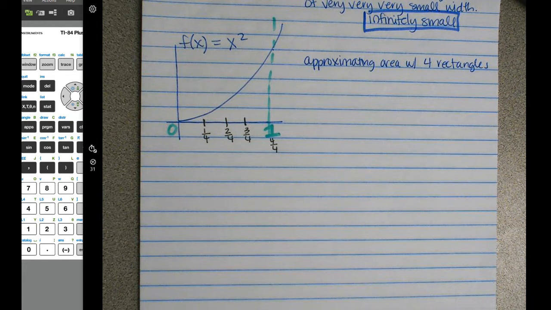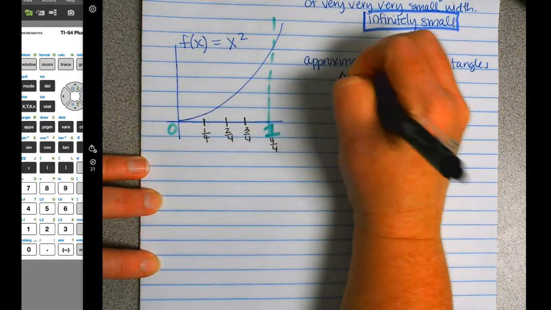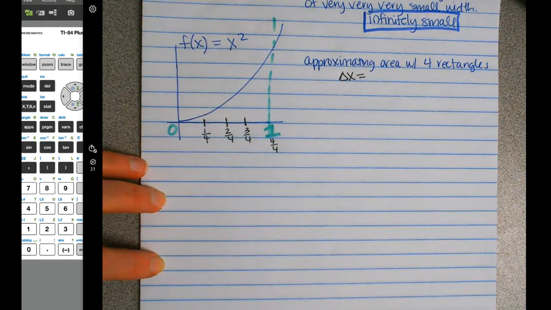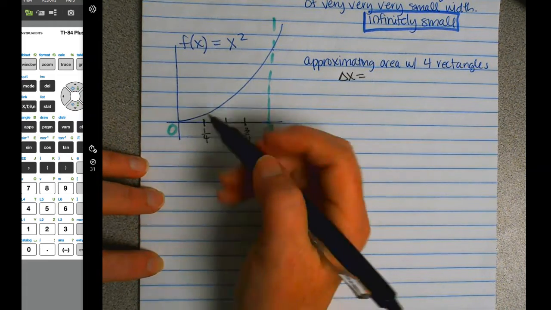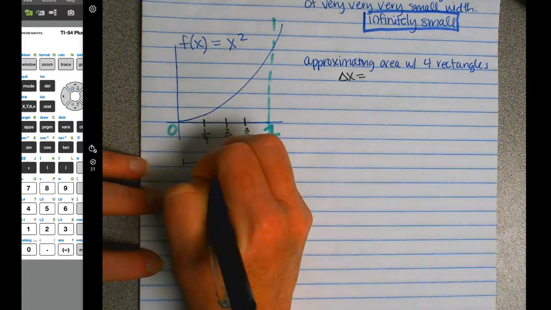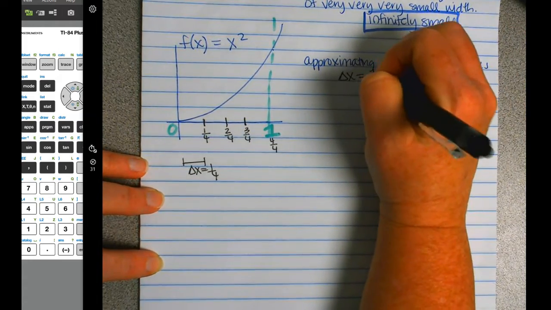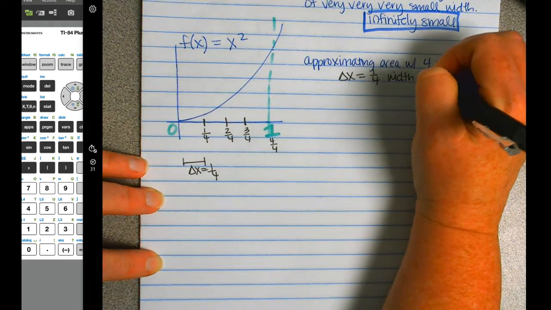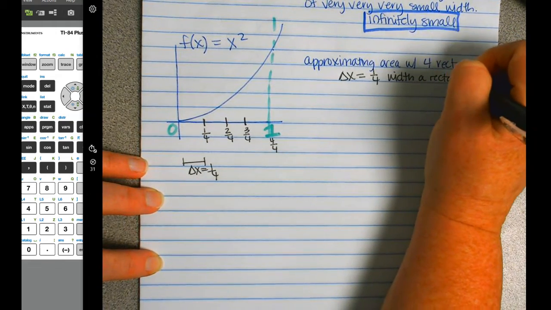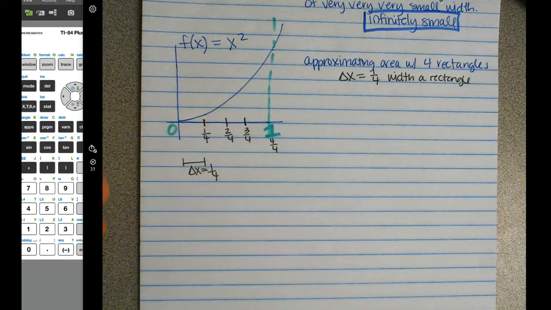Okay. So I'm going to use some, this is not really calculus notation, but we use it more in calculus. My change in x, as I go from left to right, each of these widths, this change in x equals 1/4. And that's the width of a rectangle. So I haven't blown anybody's mind yet, right?